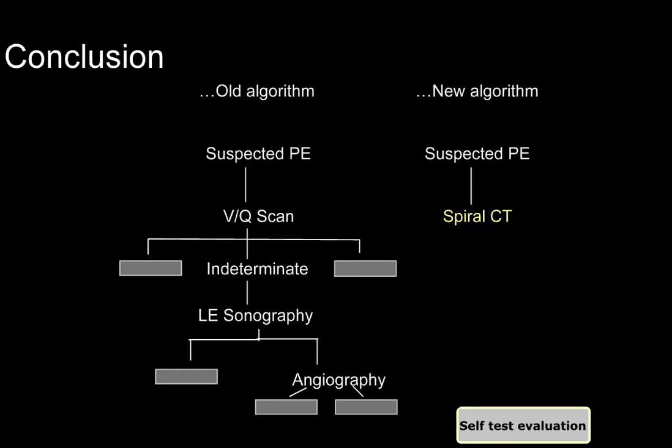CT angiography has emerged as a test with high sensitivity and specificity for the diagnosis of pulmonary embolus. For many, it is the initial and only test used for this diagnosis.